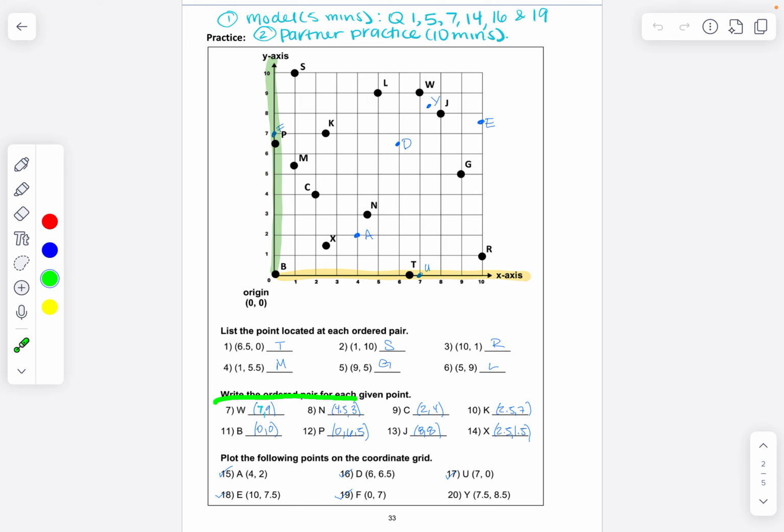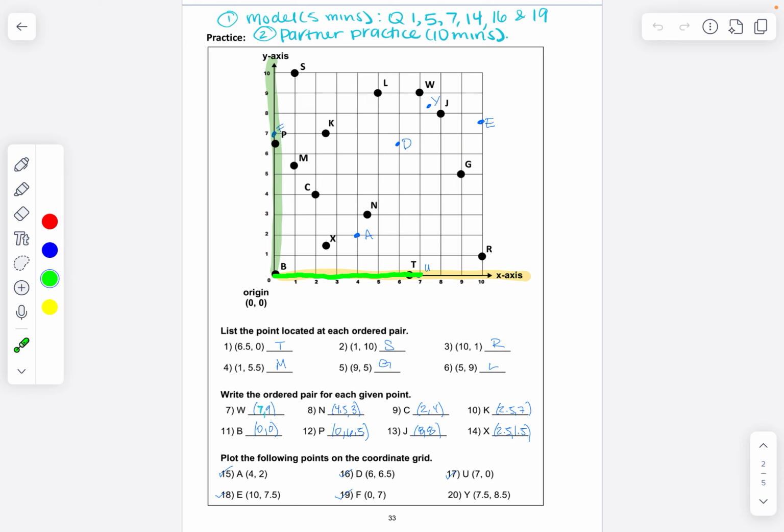Going on to the second part of the practice, questions 7 and 14. So same thing, except now we're going to write the ordered pair. So we need to figure out where W is. Always start at the origin. Tell kids that you are going to go along the origin, and once you get to the line that is in alignment with W, scream out the word stop. So you'll do something like this with your pencil and tell students to tell you when to stop.